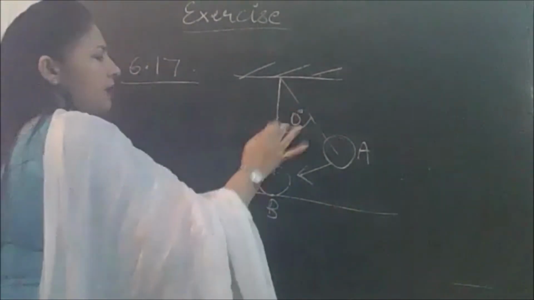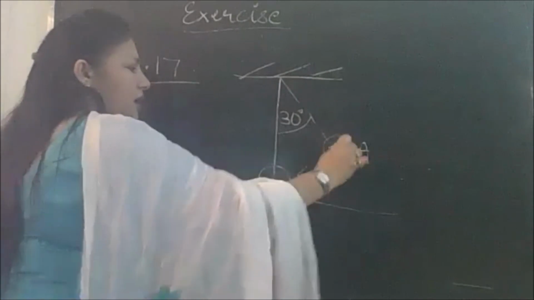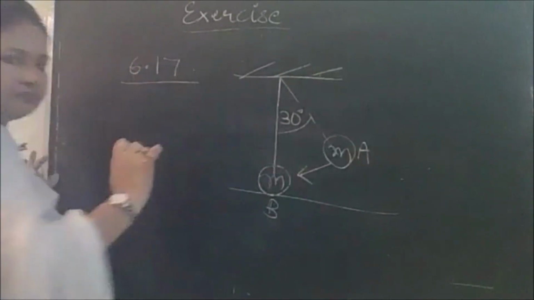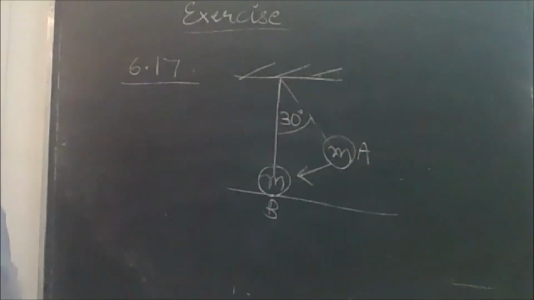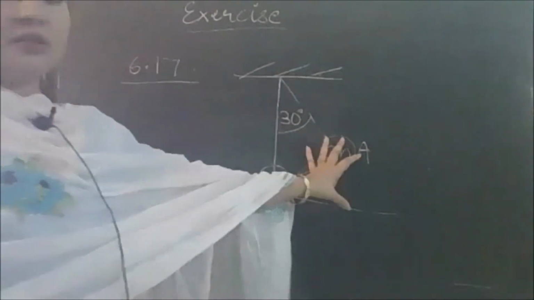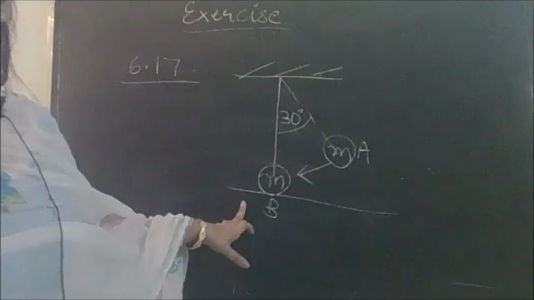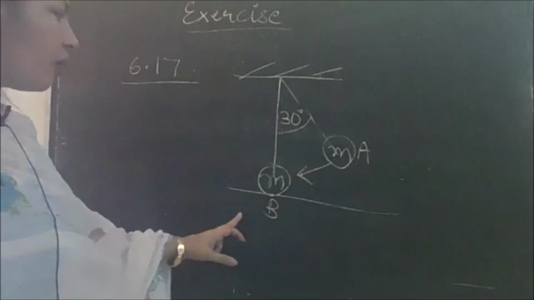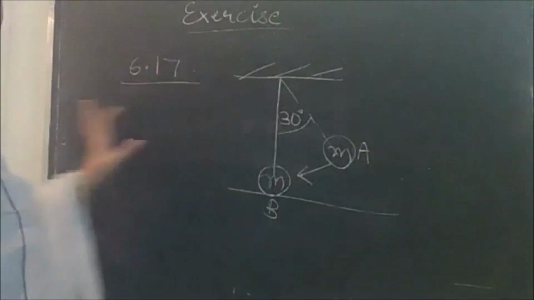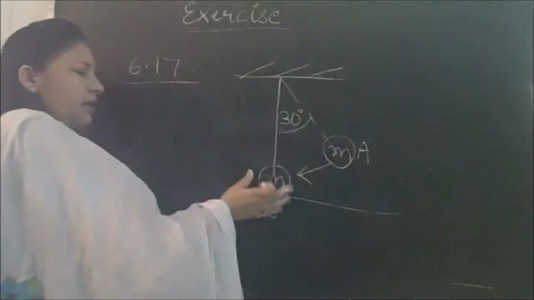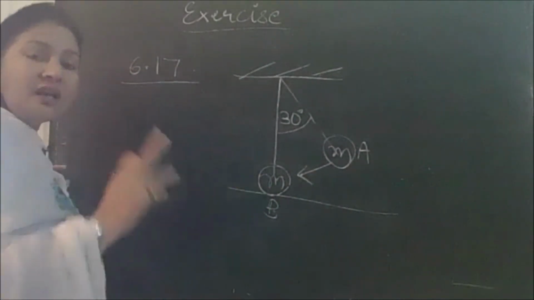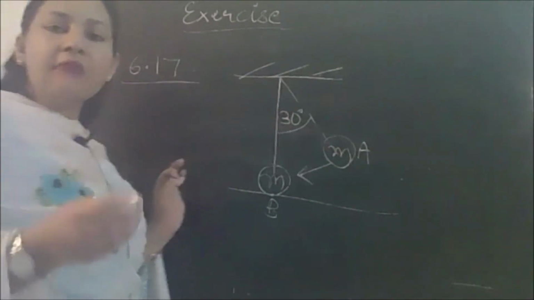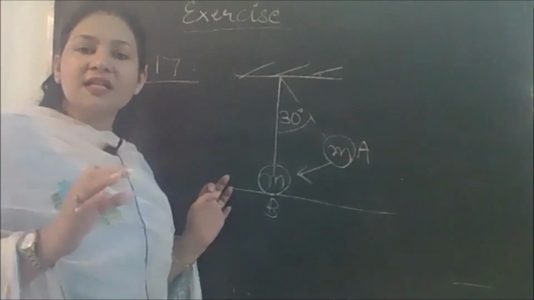Both the pendulum bobs have the same mass, m and m. This mass is at rest, A mass is in motion. They are asking, when it strikes, to what height bob A will rise after the collision? You know, it will come here and this bob will have to rise. But they are asking to what height A will rise. It will not rise at all.